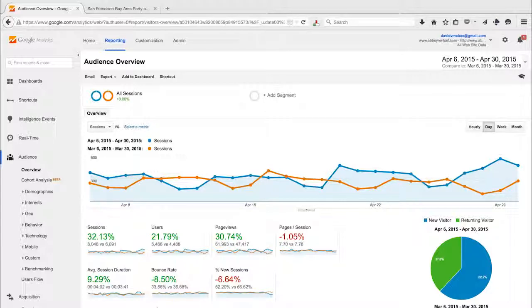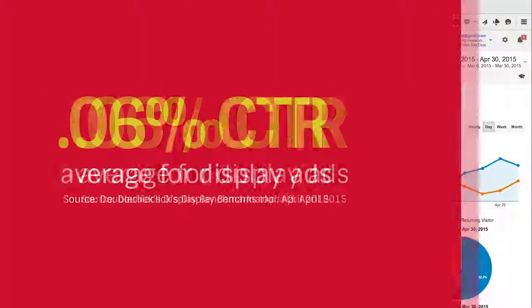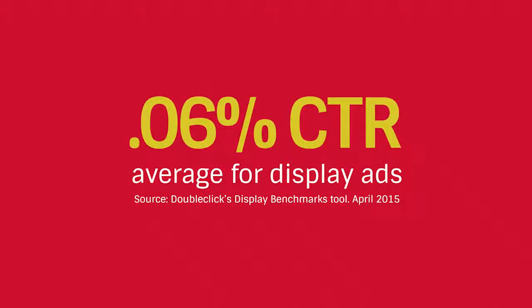But let's look at one more thing that helps back up my anecdotal assumptions that display was responsible for these changes. We've already talked about the fact that most people don't click on ads. We know this to be true. Consider your own behavior online. Even when you see an ad that interests you, you won't click on it.